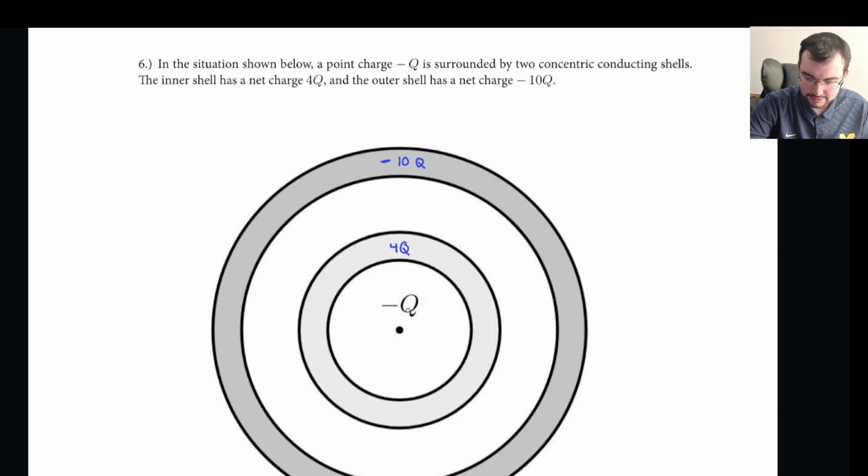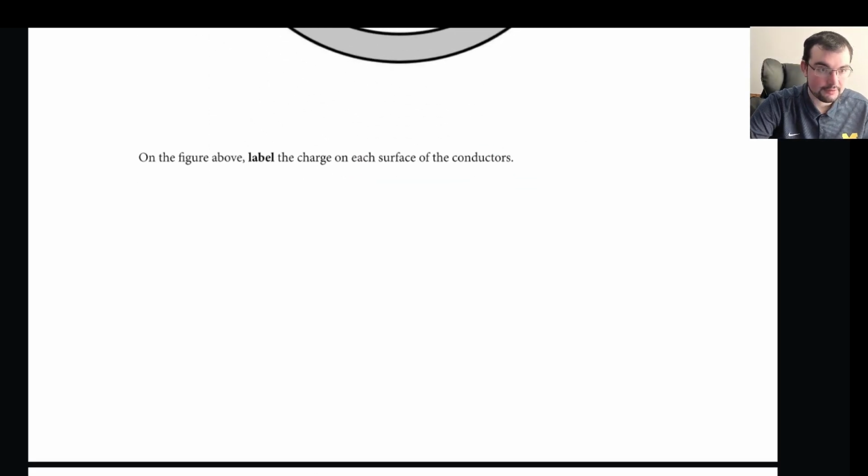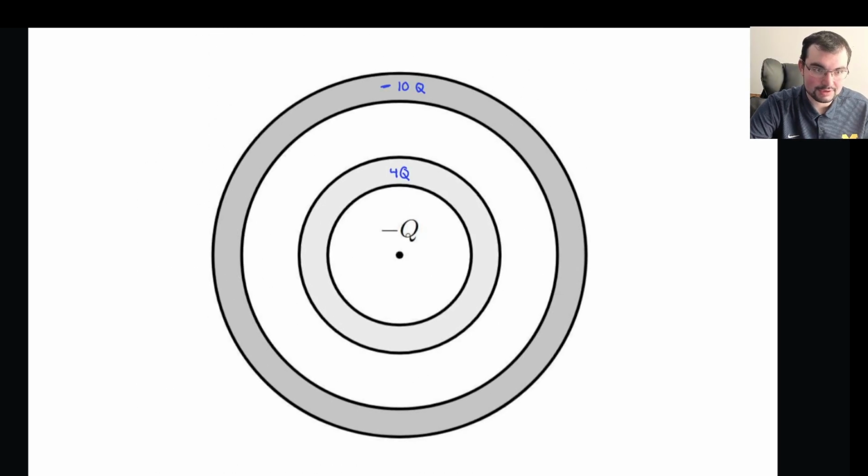What we'd like to do is find all the surface charges. So again, we know that this 4Q is not smeared around the shell. It is explicitly on these two surfaces. So this 4Q is going to split. Some of it goes here, some of it goes here. The negative 10Q is going to split. Some of it goes here, some of it goes here. So we're just figuring out the splitting. So everything's got to add up correctly.